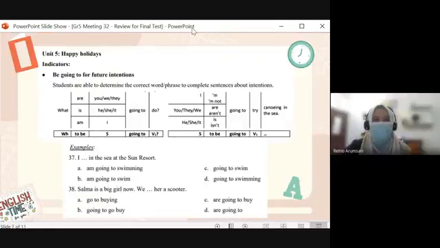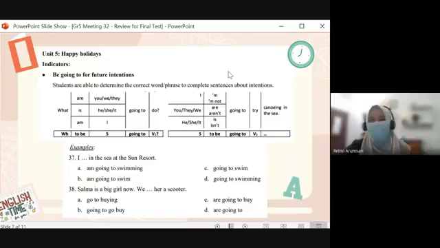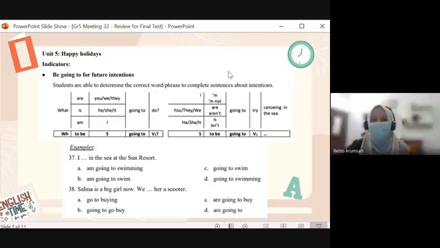Happy holidays. Unit 5 is about be going to for future intentions, present continuous for arrangements, and will future for predictions. And the last one is how to differentiate between be going to, present continuous, and will future. Be going to is for talking about intentions, what we want to do in the future, right?